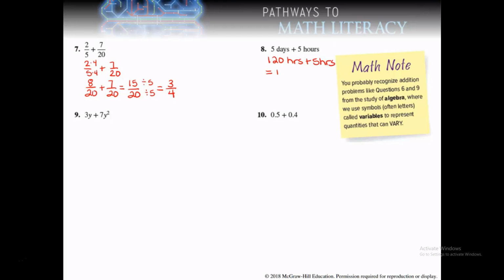In 9, 3y plus 7y squared. Those are not the same, and I cannot make them the same, so I will not be able to add them. And then in 10, 0.5 plus 0.4. Well, that's 5/10 plus 4/10. Those are like units, and so I can add them together and get 0.9.